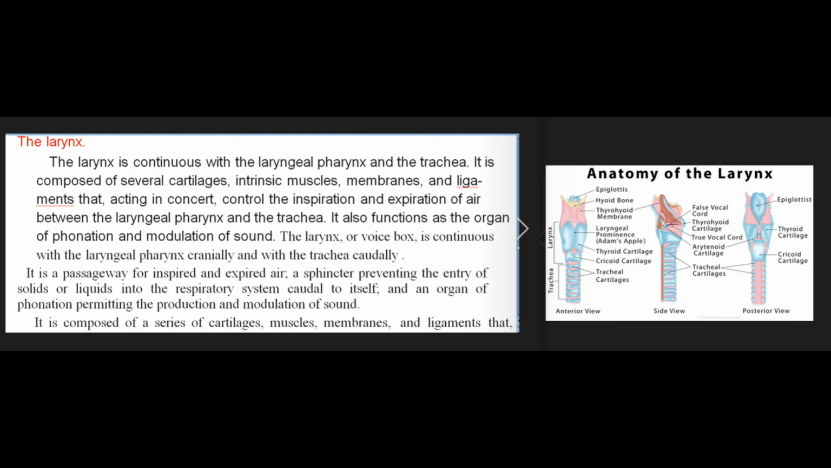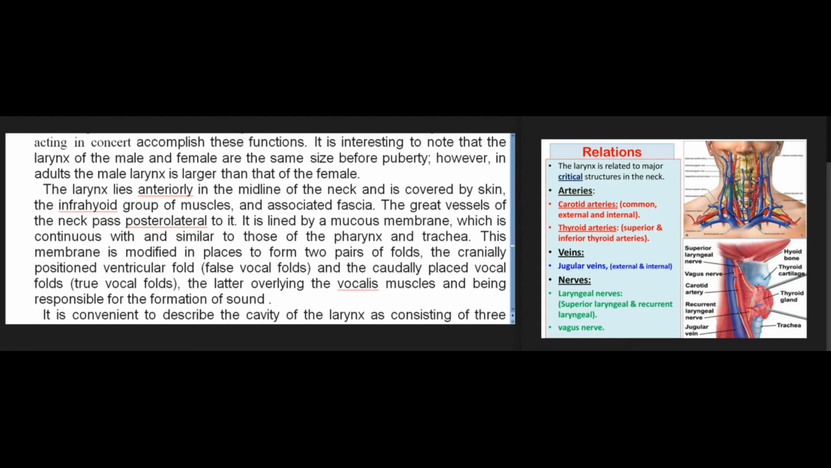The larynx, or voice box, is continuous with the laryngeal pharynx cranially and with the trachea caudally. It is a passageway for inspired and expired air, a sphincter preventing the entry of solids or liquids into the respiratory system caudal to itself, and an organ of phonation permitting the production and modulation of sound. It is composed of a series of cartilages, muscles, membranes, and ligaments that, acting in concert, accomplish these functions. It is interesting to note that the larynx of the male and female are the same size before puberty. However, in adults the male larynx is larger than that of the female.